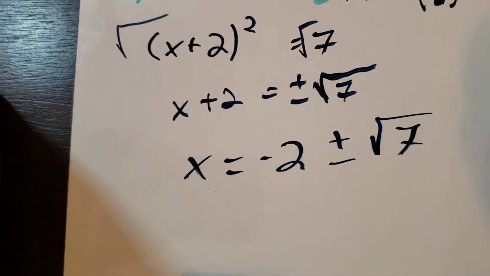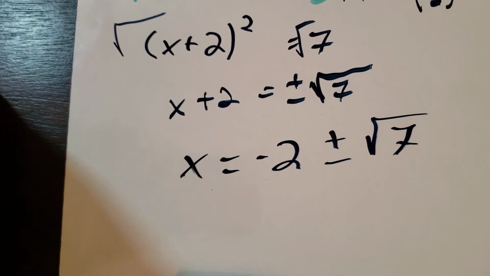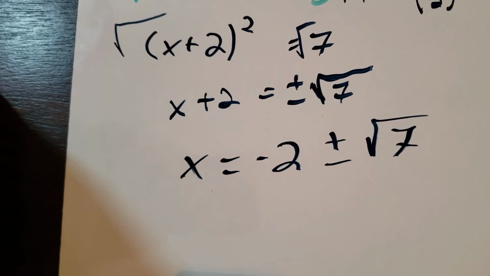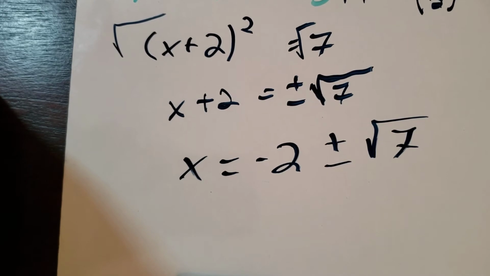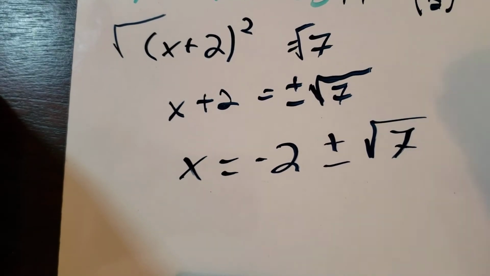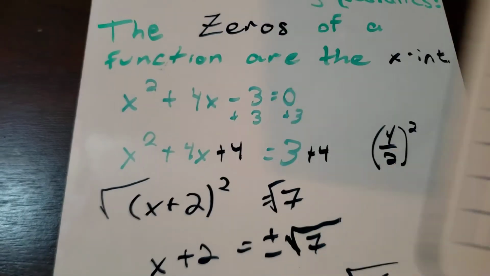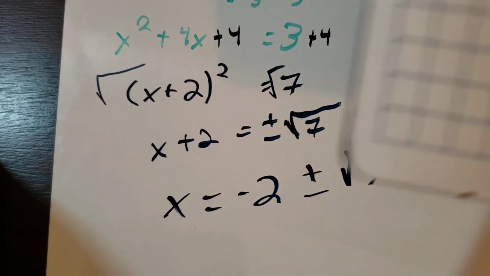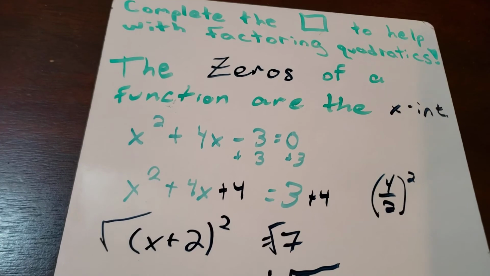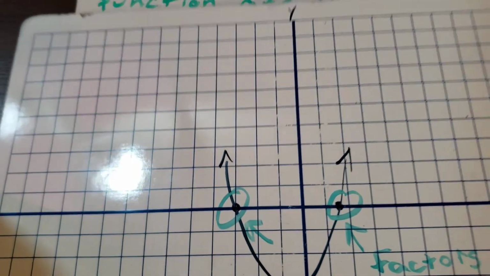Now, this is an actual number. I just don't know what it is. It's somewhere between 2 and 3. It's like 2.7 something. That's just a guess. But it is a point on our graph. So it'll be negative 2 plus 2.7 or whatever it is. That'll be one of our zeros. And then it'll be negative 2 minus that number. That'll be our other intercept.